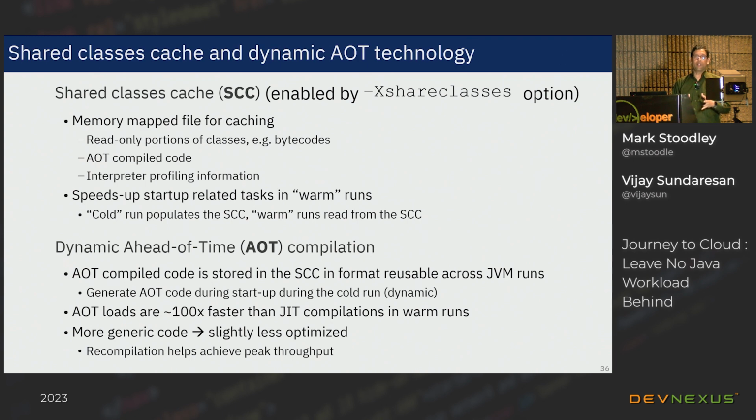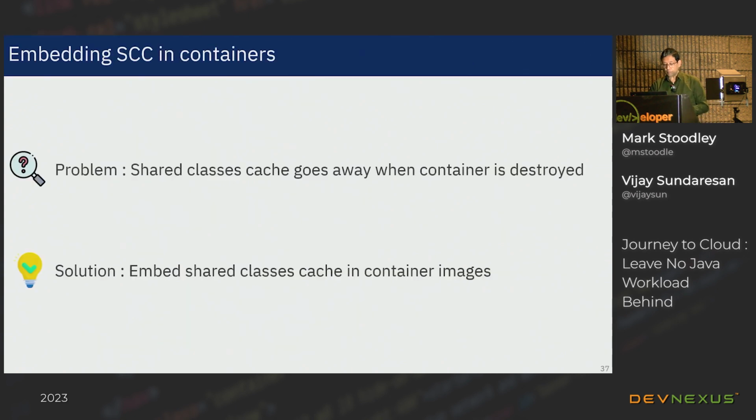Now, AOT code differs from JIT code, as I said, because it needs to be reusable across JVM runs. So it's slightly more generic code than JIT code is, but it's only slightly less optimized, and it really doesn't matter in the end because the JIT is capable of recompiling and getting up to peak throughput anyway. So that's great. We achieved fast startup time using the shared class technology. We talked about creating a file and reusing it in subsequent runs.